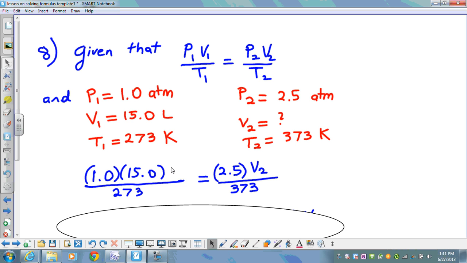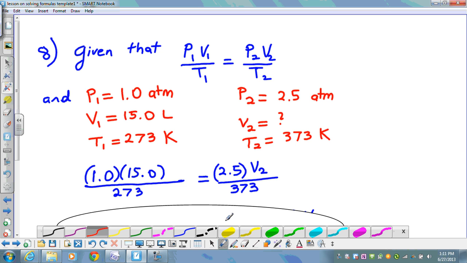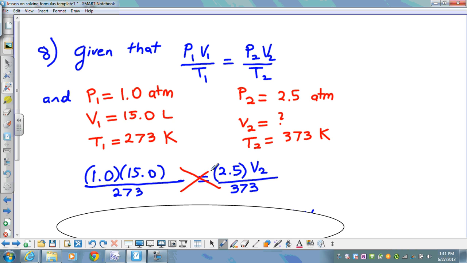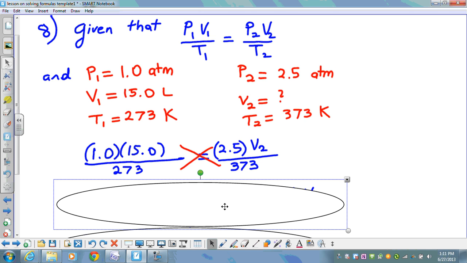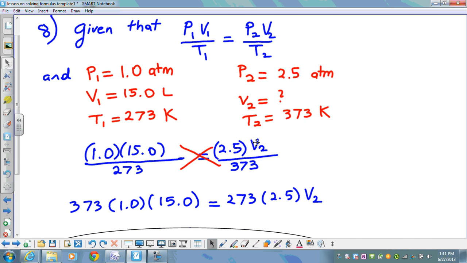Since you have a single fraction on the left-hand side and a single fraction on the right-hand side, you could apply that technique we discussed in the previous video, which was the cross multiply method, and which simply states that if you multiply these two, that product must be equal to the product of these two. So let's write that out. So 1.0 times 15.0 times 373 equals this quantity, 2.5 times V2 multiplied by 273.